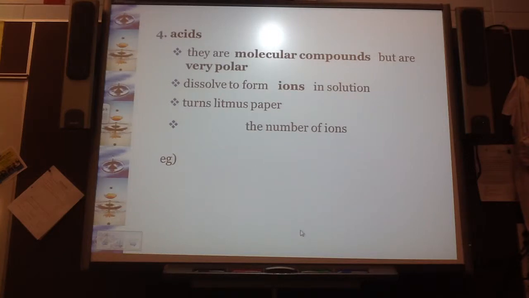It's super trippy, right? It's not normal. They turn litmus paper red, as we've seen before.